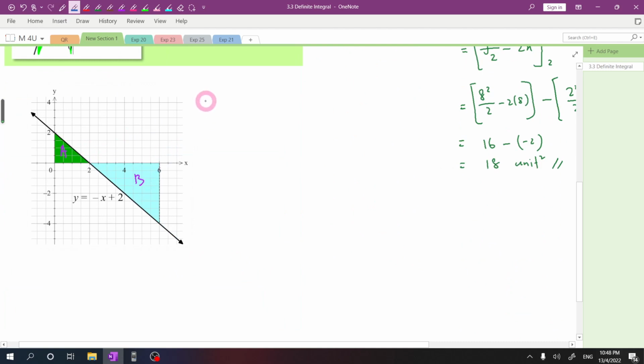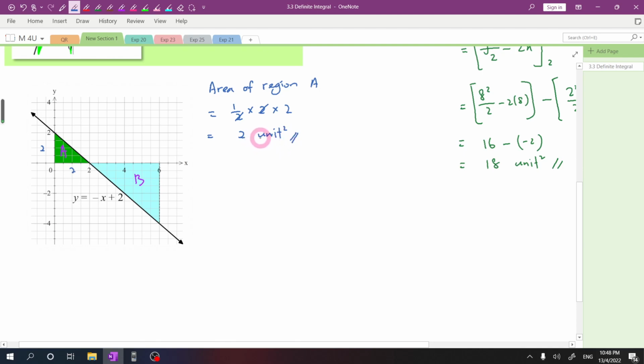So first I'm going to use the triangle formula. Area of region A. So this is 2 units, this is 2 units as well. Remember, to find the area of a triangle, always start with 1 over 2 times the base length times the perpendicular height. You get 2.